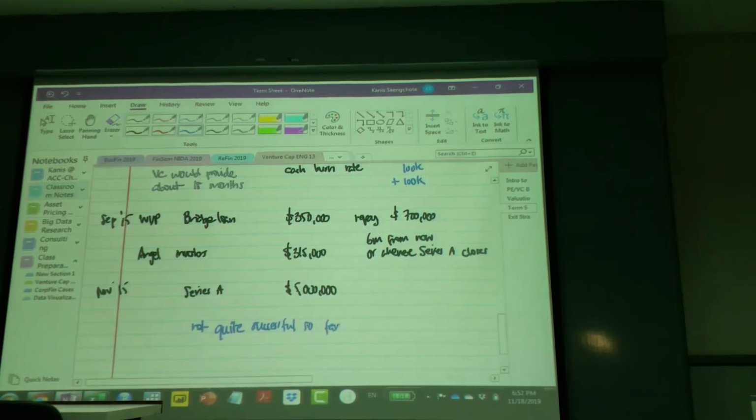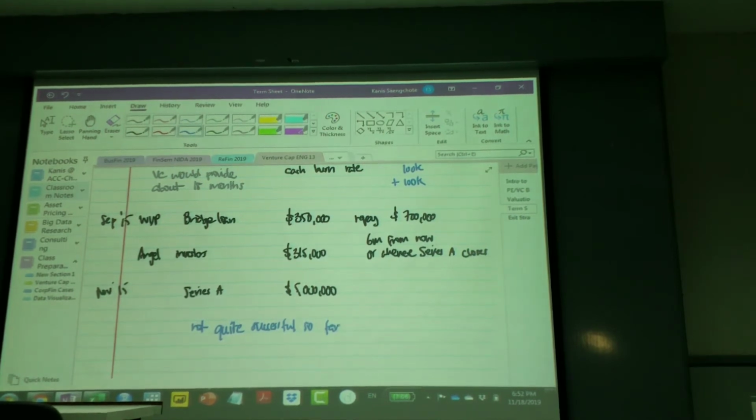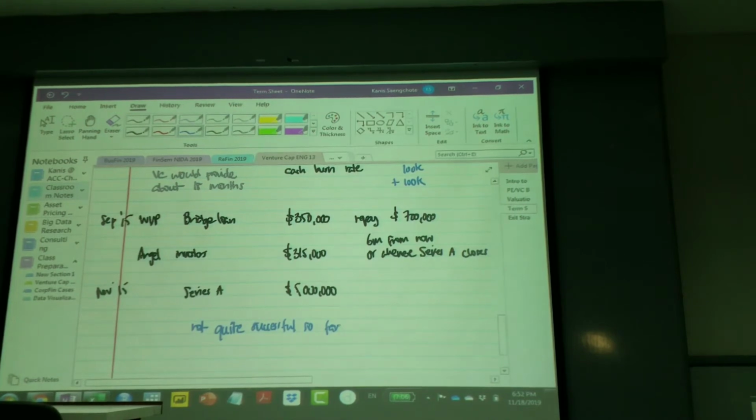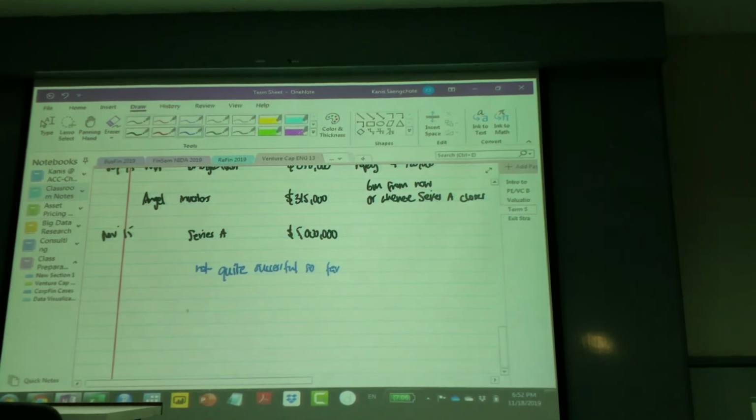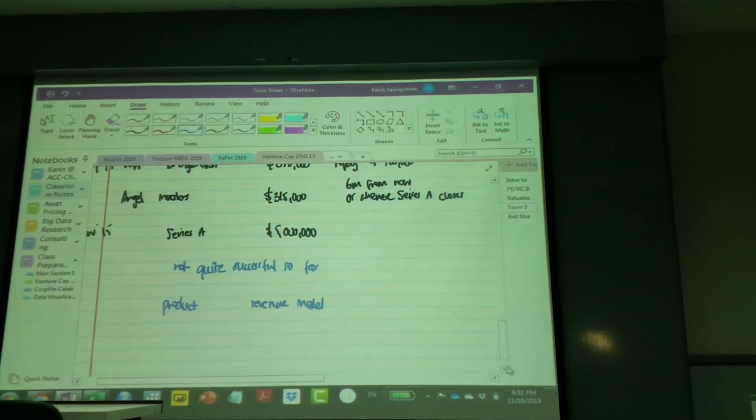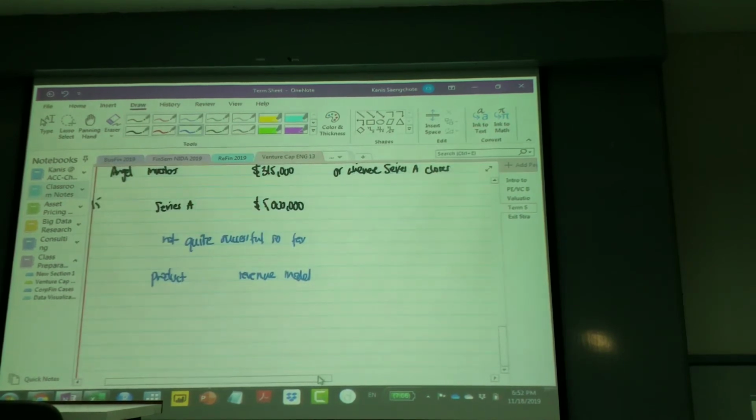So let's take a step back. Maybe you were a venture capitalist looking at Optica. Would you want to invest in Optica? If you want to assess Optica, what kind of questions, what kind of aspects of the company are you looking for? Product, revenue model, okay. Keep it coming, keep it coming. Anything else that you guys think that you want to ask or you want to know more about the company?